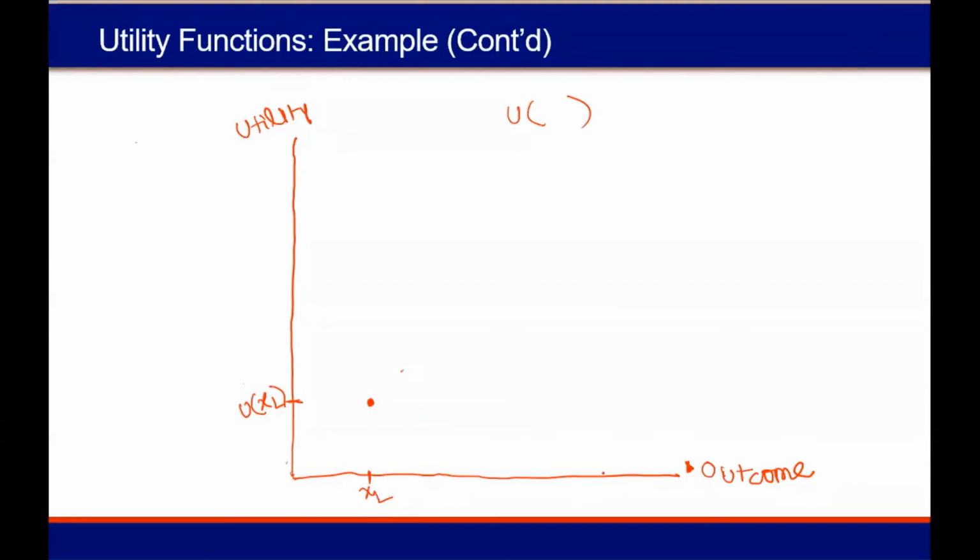Now, if I assume that the higher payoff of the same lottery is here, and I want to point out where the utility of this high outcome is, can anyone tell me where I should point out the utility of the higher outcome? Here, here, or here?